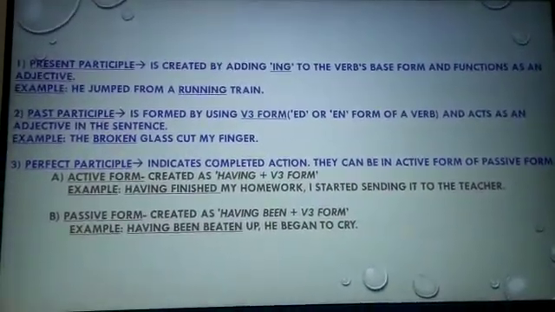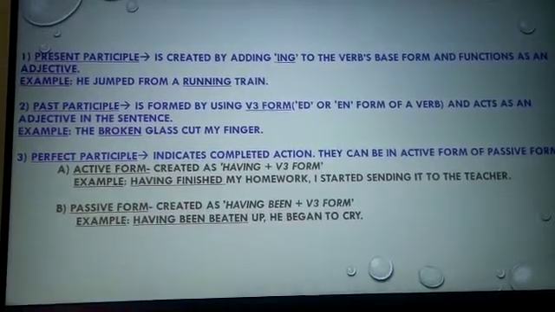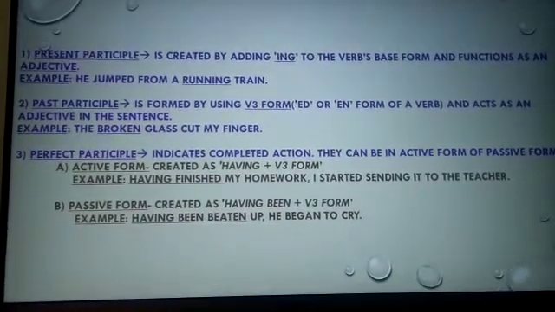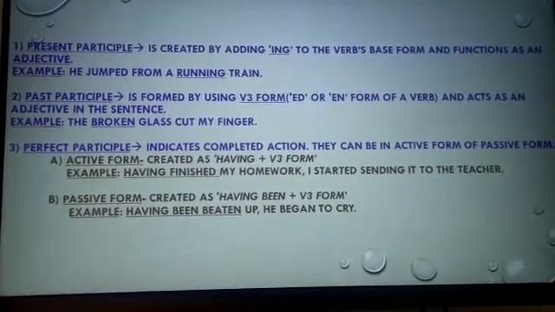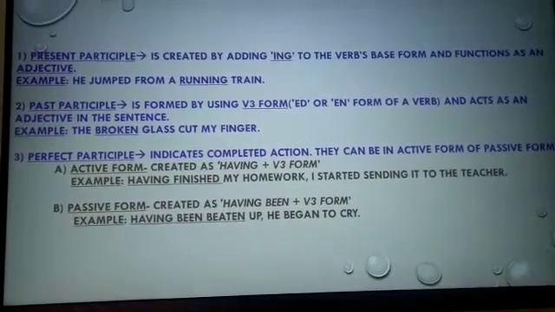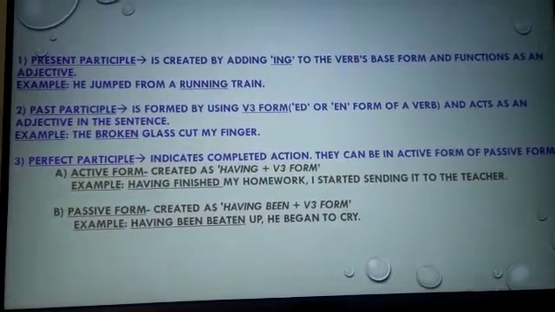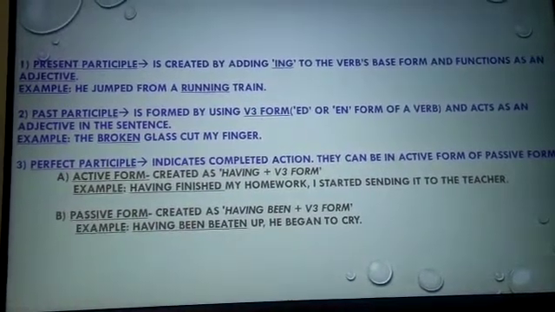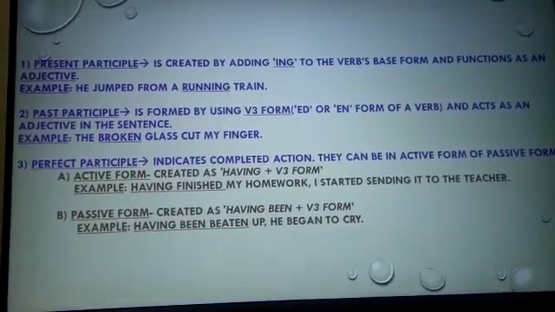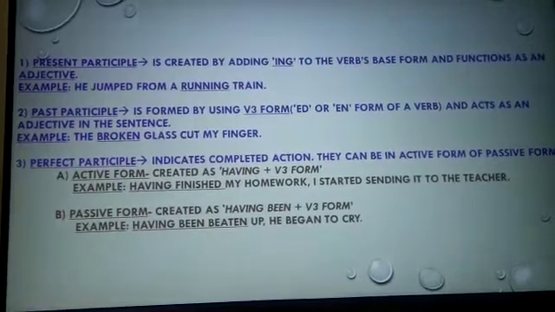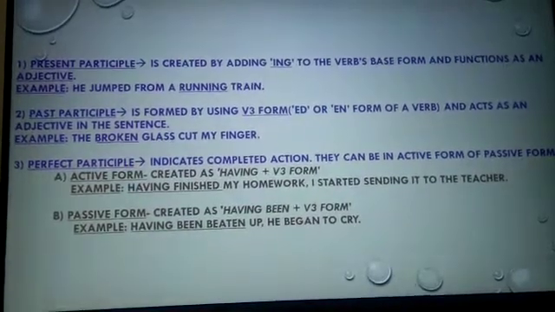Next is the passive form. The passive form is created by having been plus V3 form. Example: having been beaten up, he began to cry. Here the sentence is divided into two parts: having been beaten up, and the second part, he began to cry. The first action, being beaten, is completed, and the second action of crying has just started. So here having been beaten is the passive form of the perfect participle.